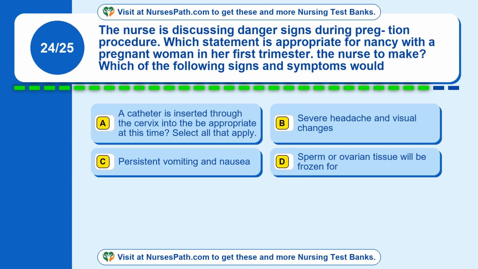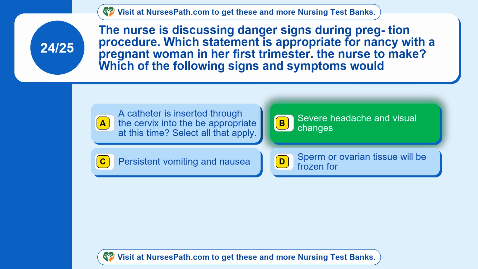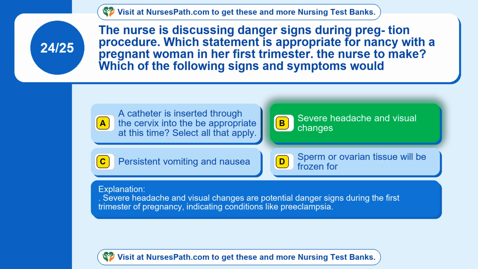Question 24. The nurse is discussing danger signs during pregnancy with a pregnant woman in her first trimester. Which of the following signs and symptoms would be appropriate for the nurse to make at this time? Select all that apply. Option A. A catheter is inserted through the cervix into the uterus. Option B, severe headache and visual changes. Option C, persistent vomiting and nausea. Option D, sperm or ovarian tissue will be frozen. The correct answer is option B, severe headache and visual changes. Severe headache and visual changes are potential danger signs during pregnancy, indicating conditions like preeclampsia.